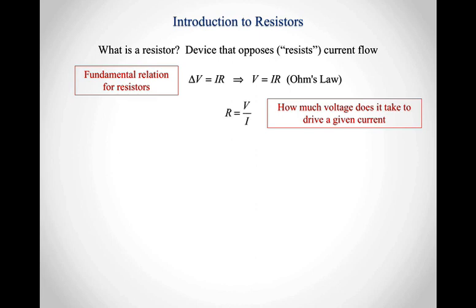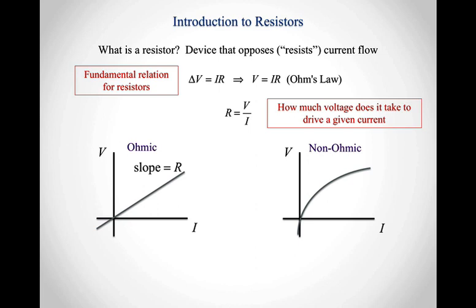Now we can rewrite Ohm's law to solve for R, and notice that it tells us the resistance, the value of the resistance of the resistor, is the ratio of the voltage across the resistor to the current flowing through the resistor. So if you think about two resistors, the one that has the larger resistance value either has to have a larger voltage drop across it for the same current, or if the two resistors have the same voltage drop, the resistor with the largest resistance will have less current flowing through it.